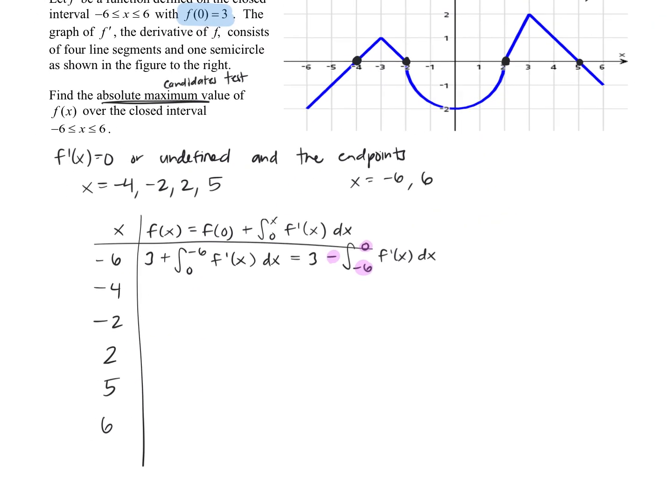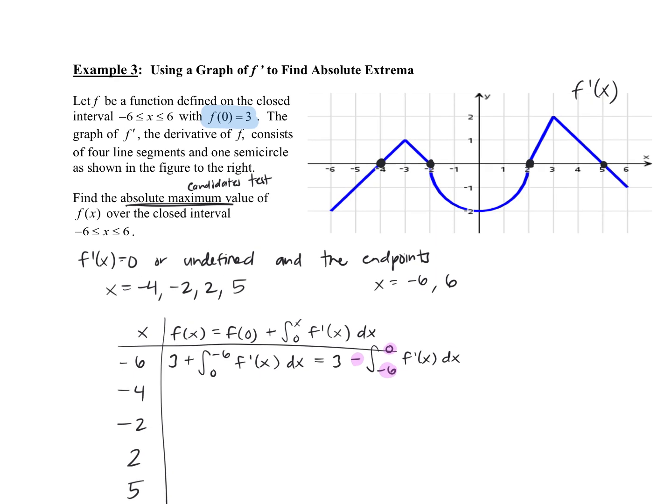Okay? So when I look back up here in my graph, I'm looking from 0 to -6. Or sorry, backwards. -6 to 0. I'm going to draw my area here, highlight those in. I need to find the area of all this stuff.